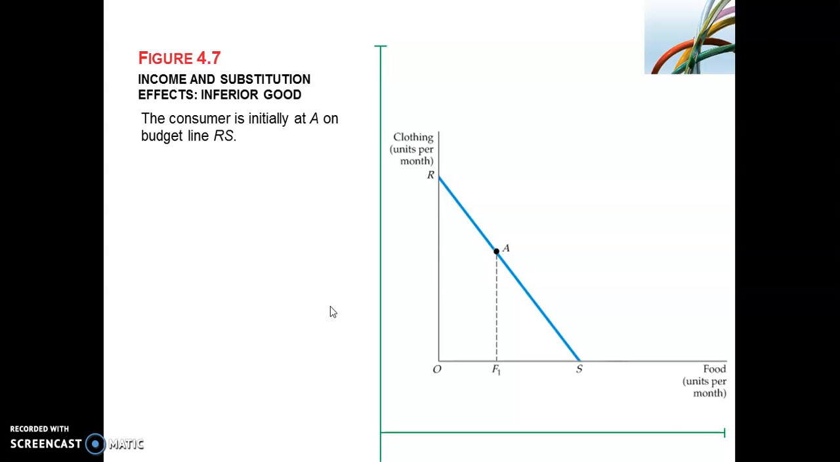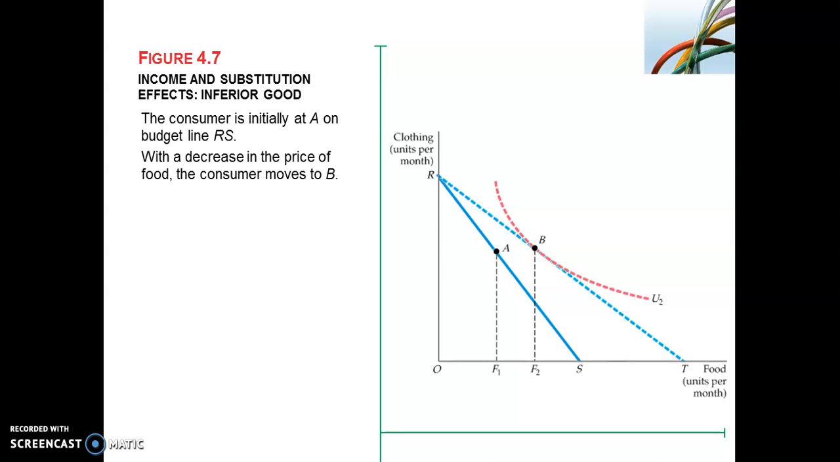Now, in this figure, we're still dealing with clothing and food on the respective axes, and you have your budget constraint RS given for a particular income and the prices of the goods. So the consumer is initially at A on budget line RS. Now, if the price of food were to fall, we know the budget line would pivot outwards and become RT. And with the decrease in the price, the consumer now moves to point B. That becomes the optimal bundle of clothing and food, or the utility maximizing bundle.